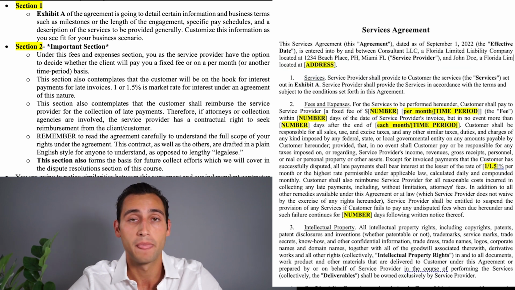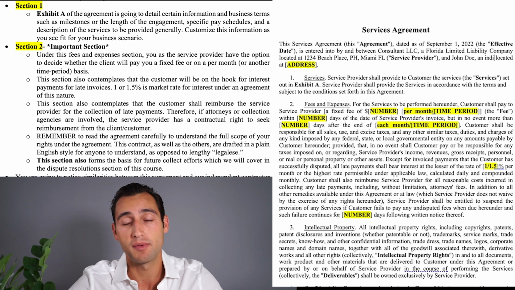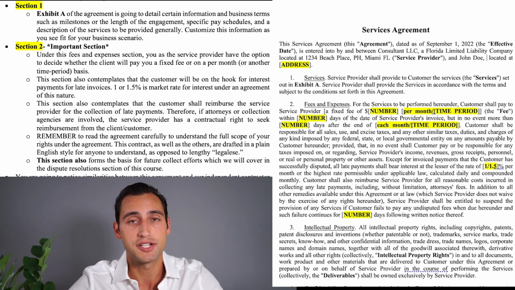So for example, with one client, you may have a different pay schedule than with another client. One client may seek to pay you based on milestones. Again, that's going to be up to negotiation, but regardless of that variability between relationships, you can memorialize that in a detailed fashion here in Exhibit A of the agreement.